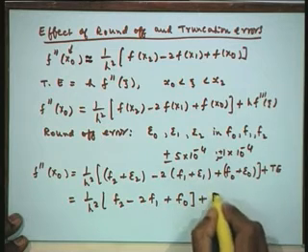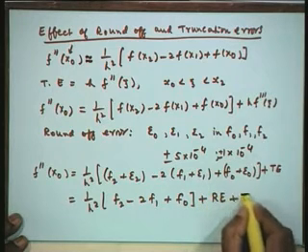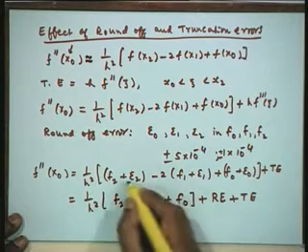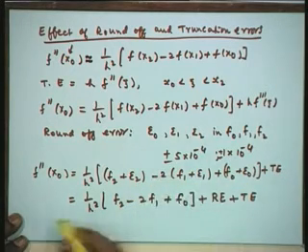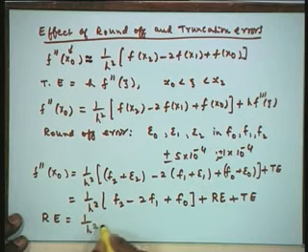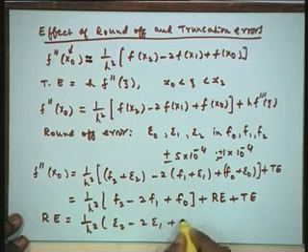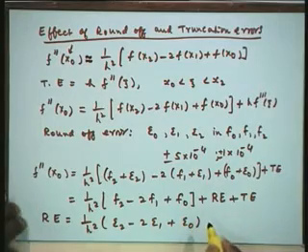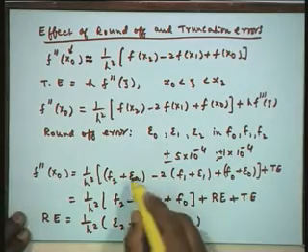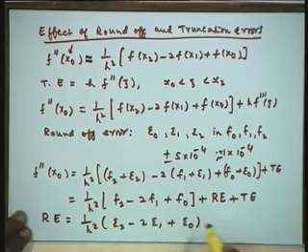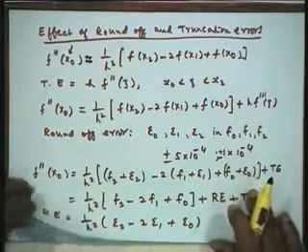Now, I will write this as round off error plus truncation error, where the round off error is whatever corresponds to round off. That means, round off error is 1 upon h square (epsilon 2 minus twice epsilon 1 plus epsilon 0). So, I collected the terms from here, and the truncation error is what we have here.